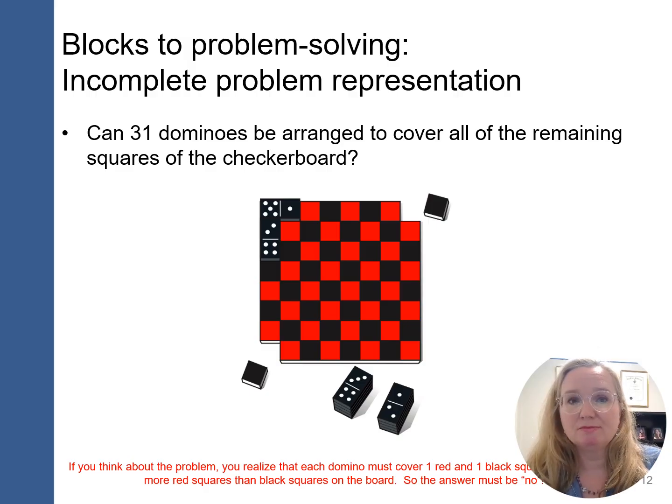Another block to problem solving is incomplete problem representation. I'm sure you've had this advice from people: when you have a really difficult problem, they often say, well, write down all the things related to the problem. And they're not wrong, right? Being clear about all aspects of the problem can help you solve it. If you don't have all that information, if it's somewhat incomplete, it can block you from solving a problem. So imagine that you're presented with a situation where you have 31 dominoes arranged to cover all the remaining squares on a checkerboard.